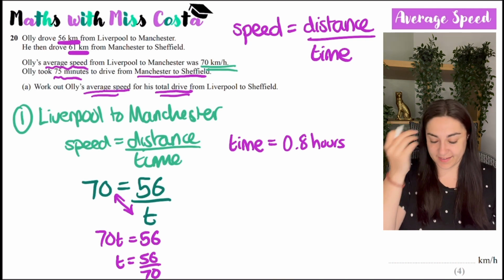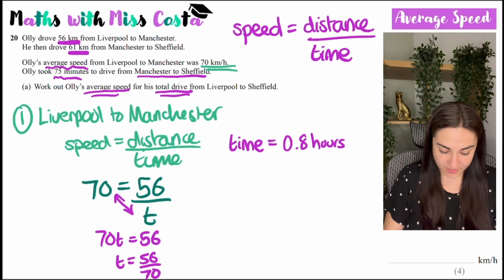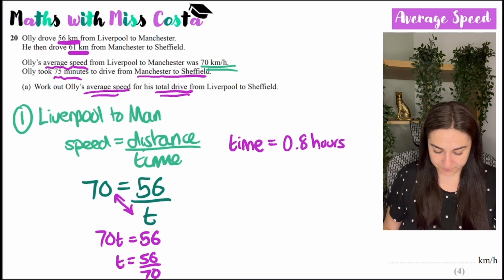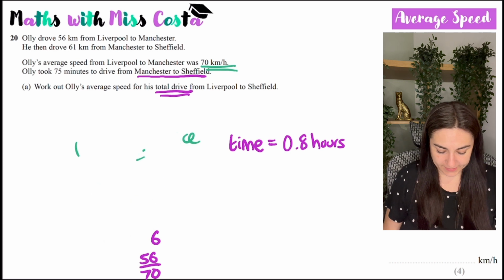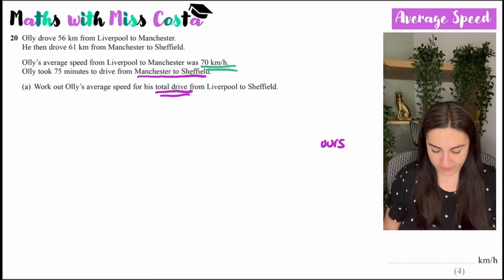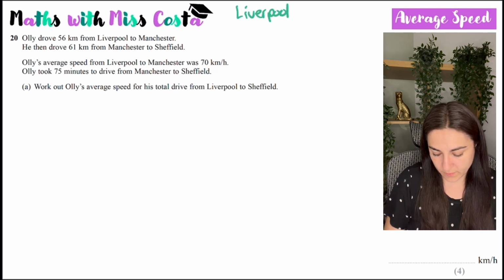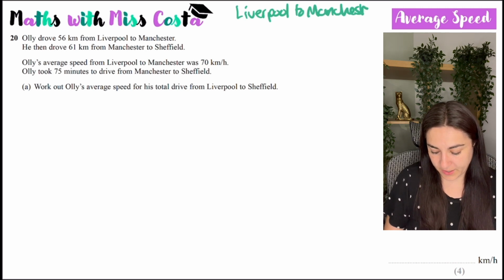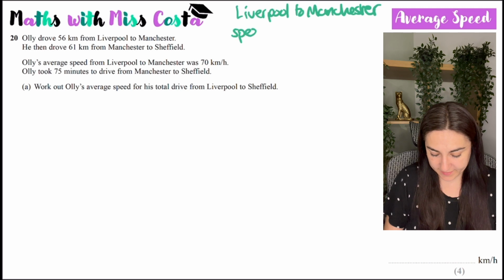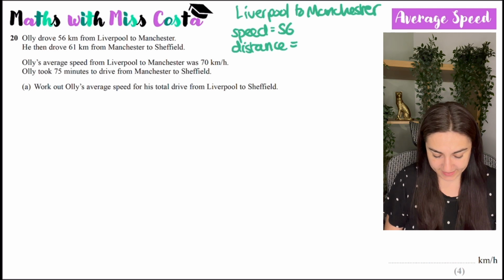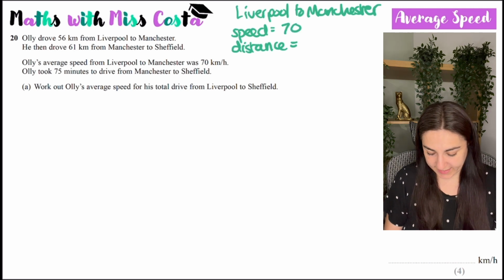So I don't need to convert that into minutes yet, because when we're dealing with speed, distance, time, it's always best to use hours. So let's just write that key piece of information there. So from Liverpool to Manchester, I know that his speed was 70, distance is 56, and the time it took him is 0.8 hours.